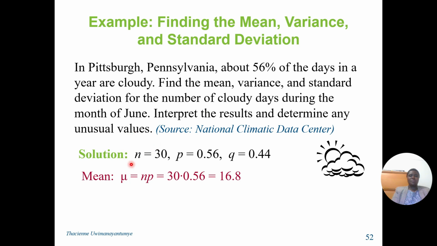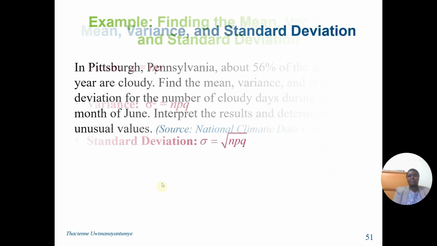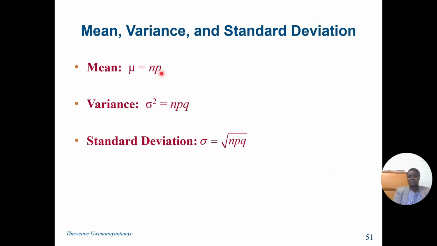So first we need to know n. In June, how many days do we have? In June we have 30 days. That's why we take n equal to 30. And the probability of having a crowded day is 56%. Then the probability of having a non-crowded day is 0.44. So the mean will be equal to n times p, as the formula says up here.